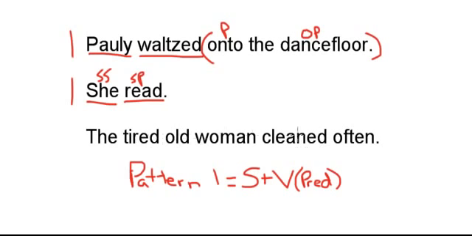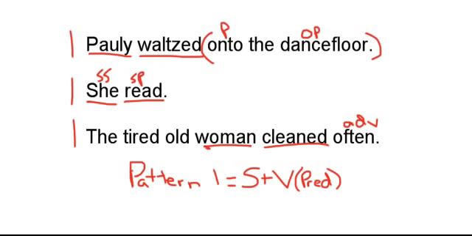Let's look at this one. The tired old woman cleaned often. Woman, cleaned. Now we're left with this, often. This tells us how often she cleaned, so this here is an adverb. If it was in pattern 2 or 3, then it would have a direct object, and a direct object has to be a noun or a pronoun. So I know that often isn't. So this too falls into pattern number one.